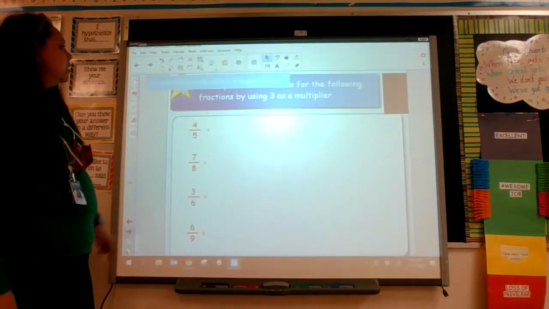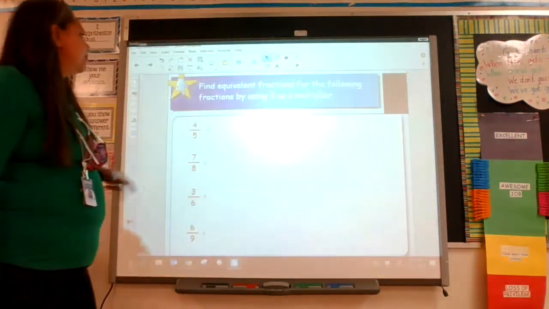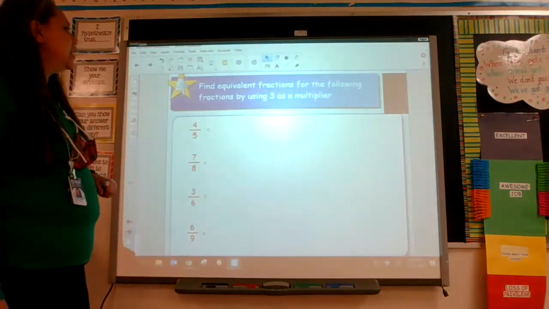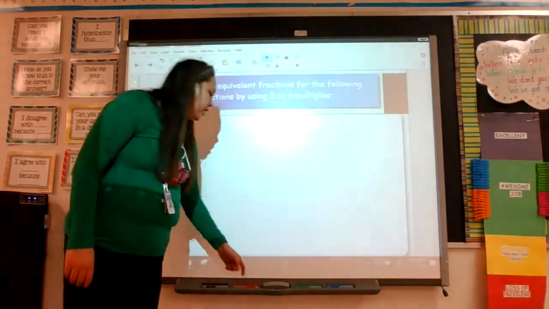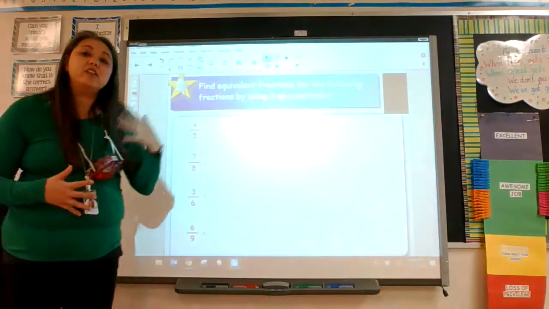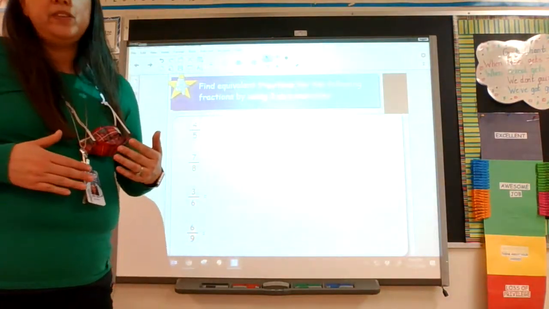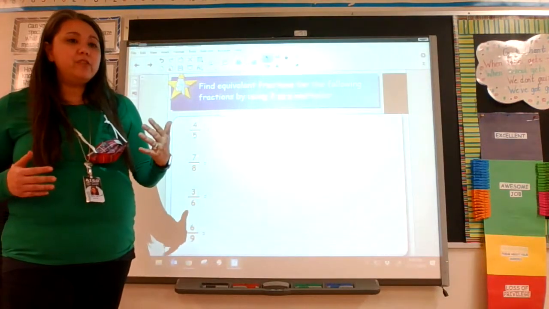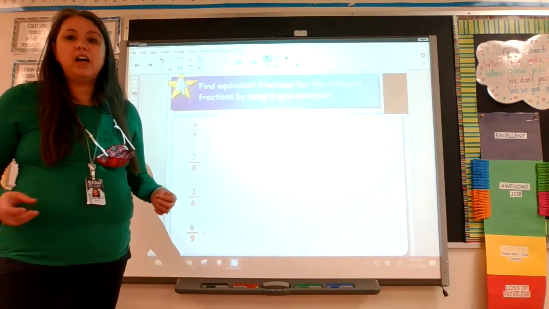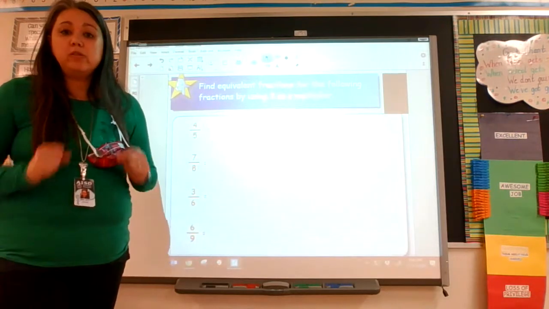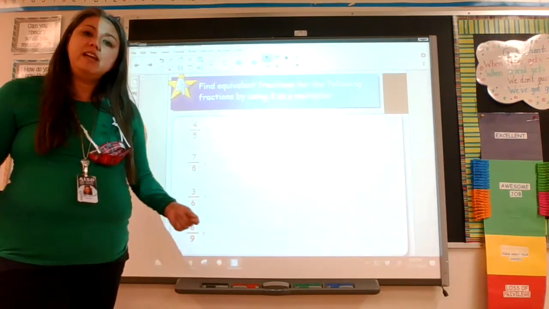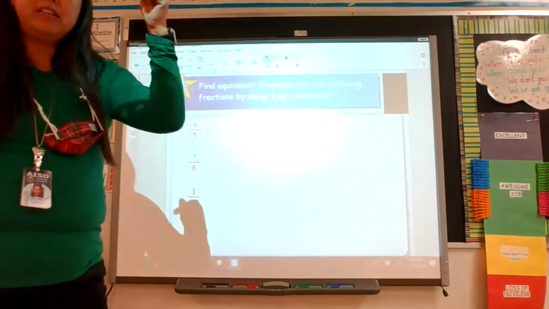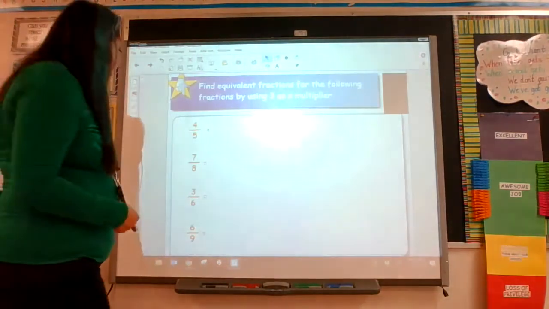Okay. So let's generate some equivalent fractions. Find equivalent fractions for the following fractions by using 3 as a multiplier. So here they're wanting us to multiply the numerator and denominator by 3. And I teach my students this little chant. I say, how do you find equivalent fractions? And they break out, multiply, divide. Multiply, divide by the same number, top and bottom. This is how we do it. Top meaning the numerator, bottom meaning the denominator, okay?